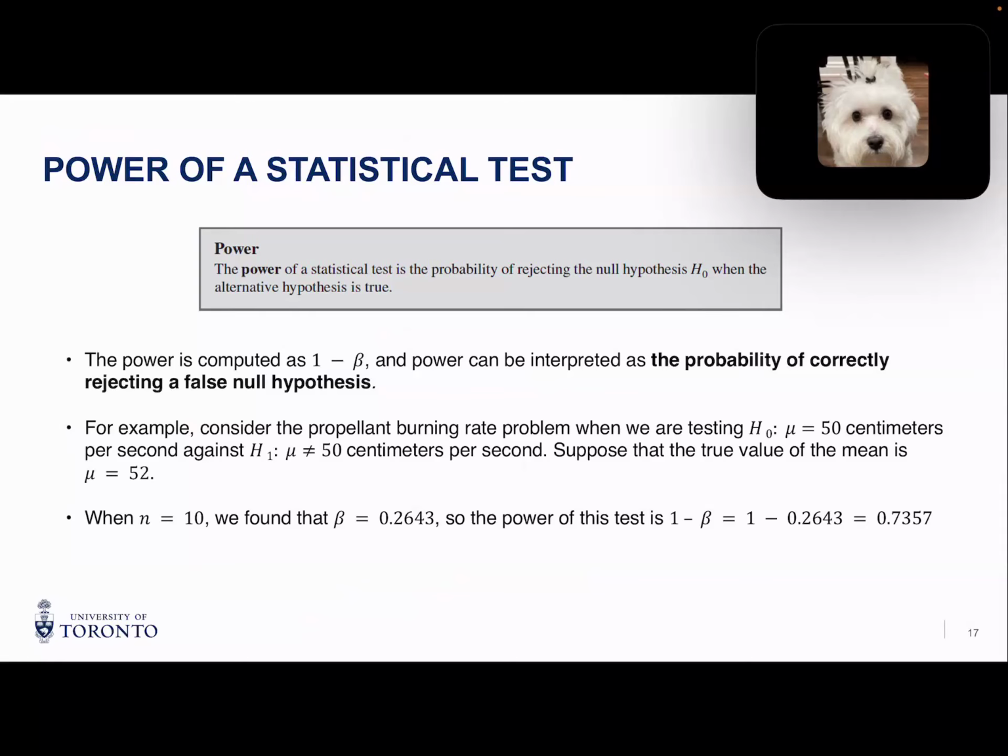Power of a statistical test. Basically, it's a measure of how likely we are to reject the null hypothesis when the alternative hypothesis is true. It is maybe the stupidest imaginable thing. It is just 1 minus beta.